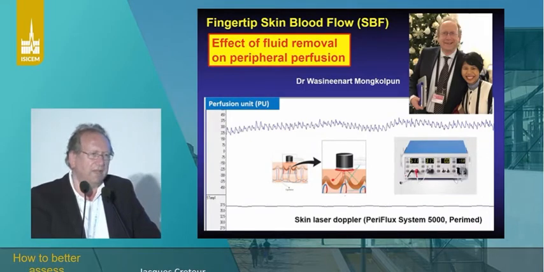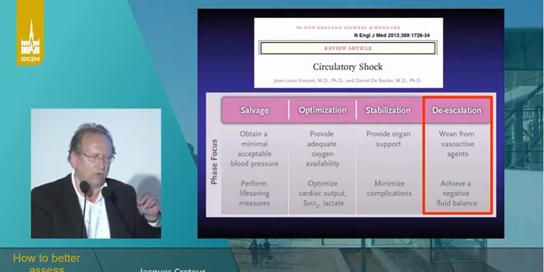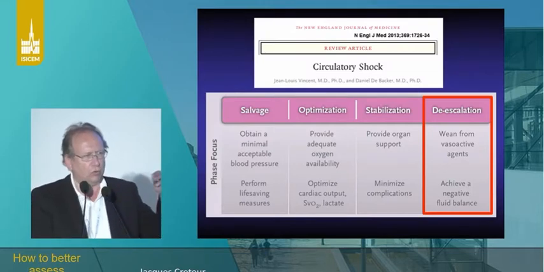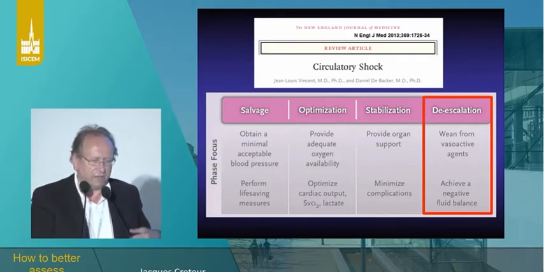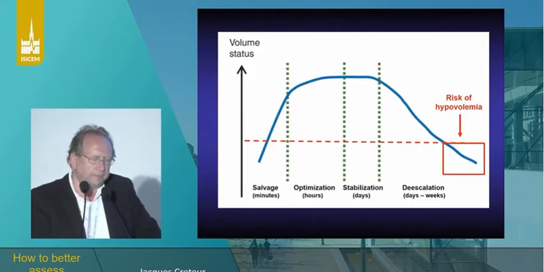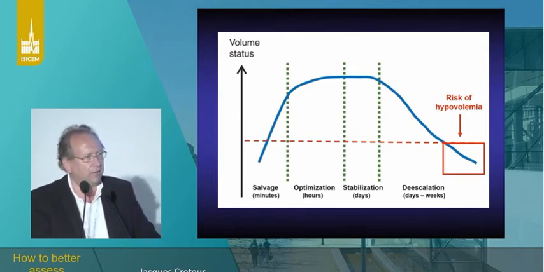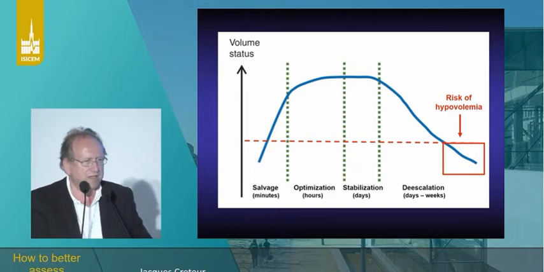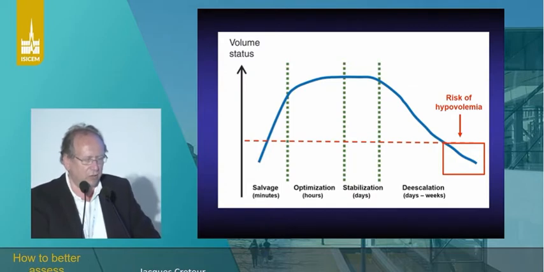Another interesting thing is to see the effect of fluid removal on peripheral perfusion, always using the same technique. We all know that when a patient is stabilized, we have to go to what we call de-escalation. De-escalation means weaning of the vasoactive agent and trying to achieve a negative fluid balance. We have this kind of problem every day in the ICU. We want to remove fluid from the patient by using, for example, CVVHD, and sometimes we stop this because we see the lactate increase, we see the SVO2 go down, or we have to increase the dose of vasopressor.